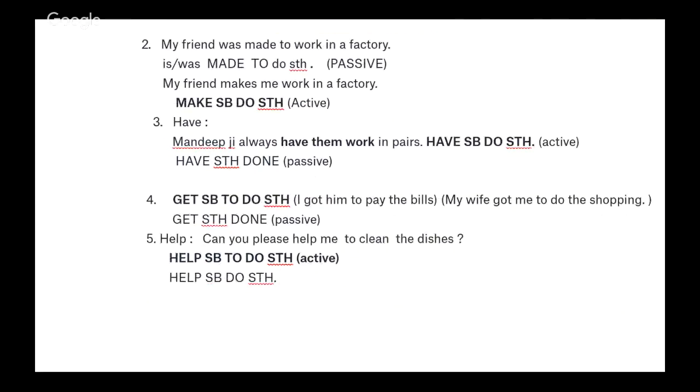Is it clear, guys? Of course, you need a lot of practice here as well. You have to revise these grammar rules, otherwise you'll forget it easily like this.